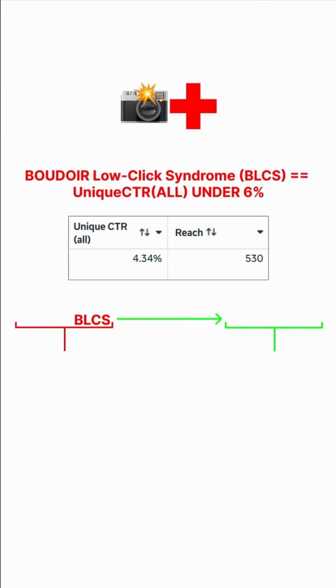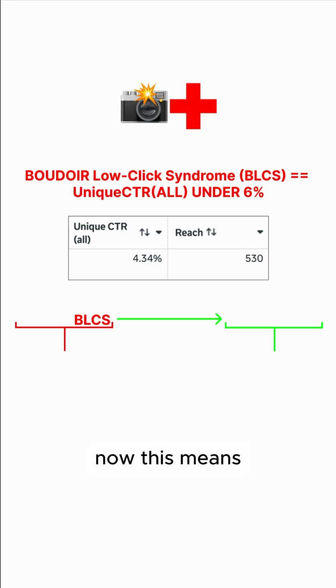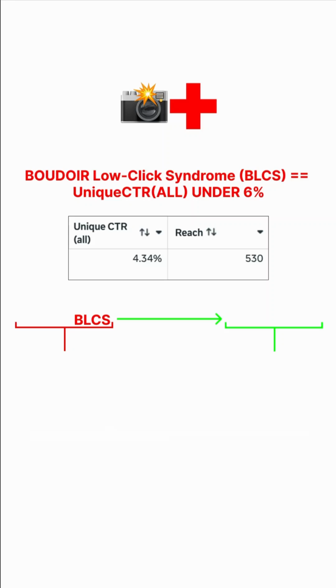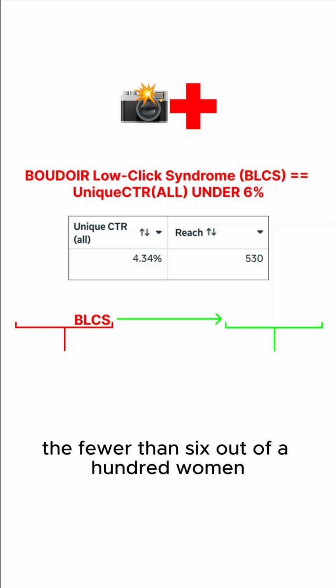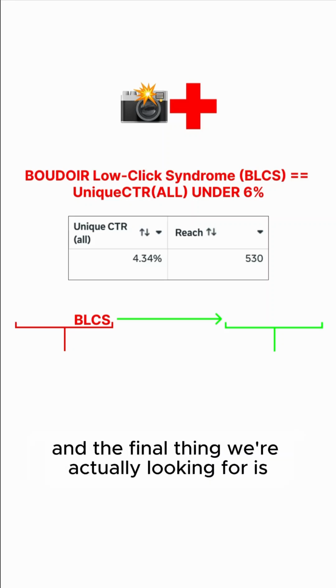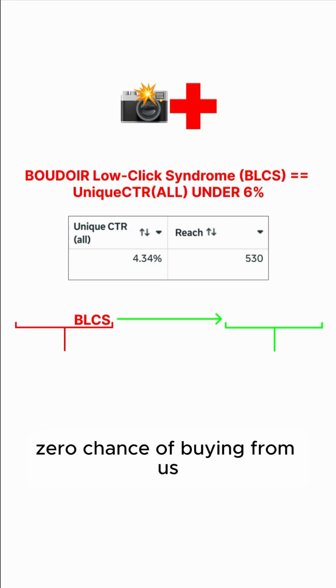BLCS, also called Boudoir low click syndrome, is when the unique CTR all of our Boudoir Facebook ad is under 6%. Now, this means fewer than 6 out of 100 women are clicking somewhere on our Boudoir Facebook ad, which means when they do that, if fewer than 6 out of 100 women, our ad has actually entered their brain. And the final thing we're actually looking for is that means fewer than 6 out of 100 women have a non-zero chance of buying from us.